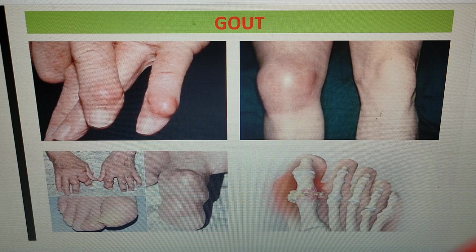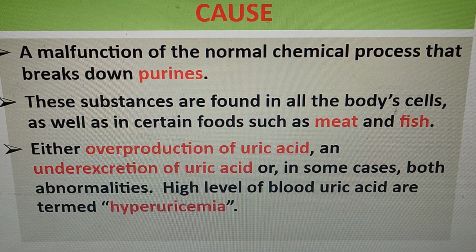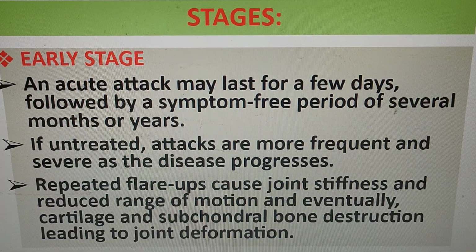This picture looks like that. Okay, so the causes of gout: a malfunction of the normal chemical process that breaks down purines. These substances, the purines, are found in all the body cells as well as in certain foods such as meat and fish. Okay, either overproduction of uric acid and under excretion of uric acid, or in some cases both abnormalities. High levels of blood uric acid are termed hyperuricemia.